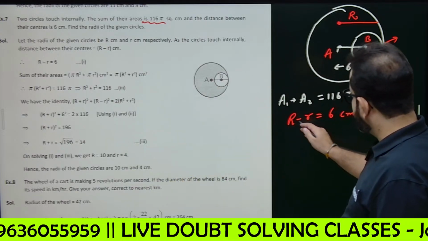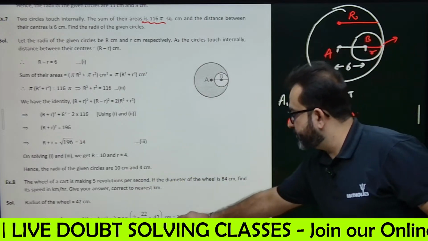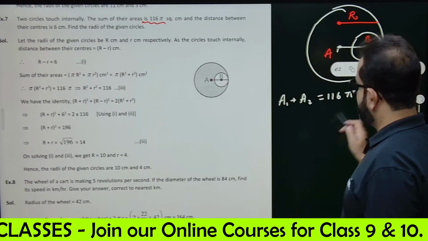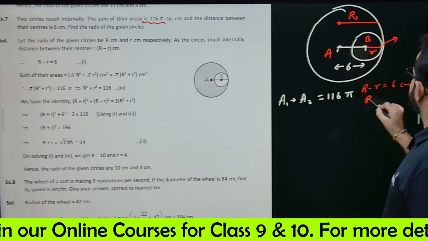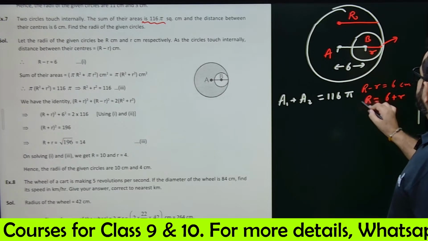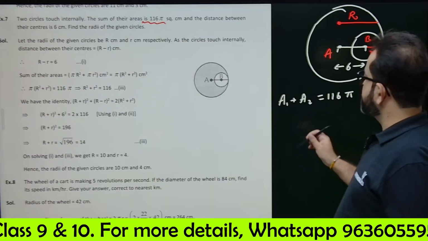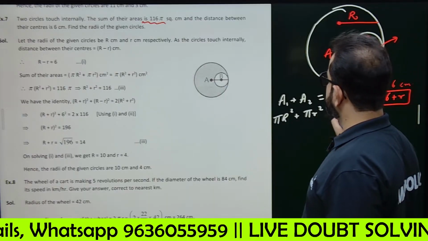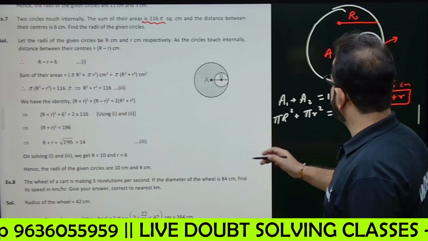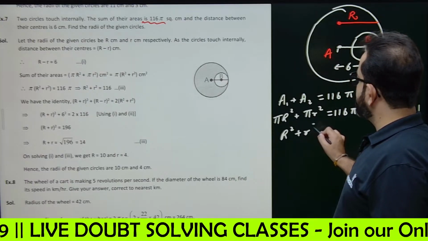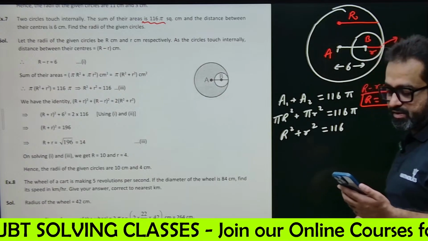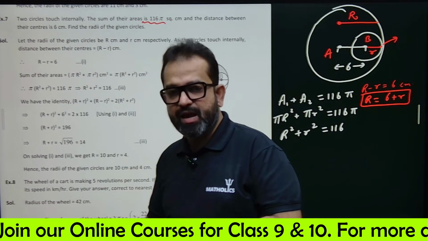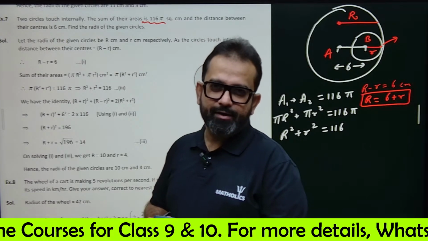Now see, capital R minus small r is this, so we have to use this obviously. We'll write that capital R equals 6 plus small r. Now in this equation, pi capital R square plus pi small r square, the area of the circles, equals 116 pi. Take pi common and cancel it. So R square plus small r square equals 116. Now we have to solve this equation same as in the previous question. Same technique we are going to use.